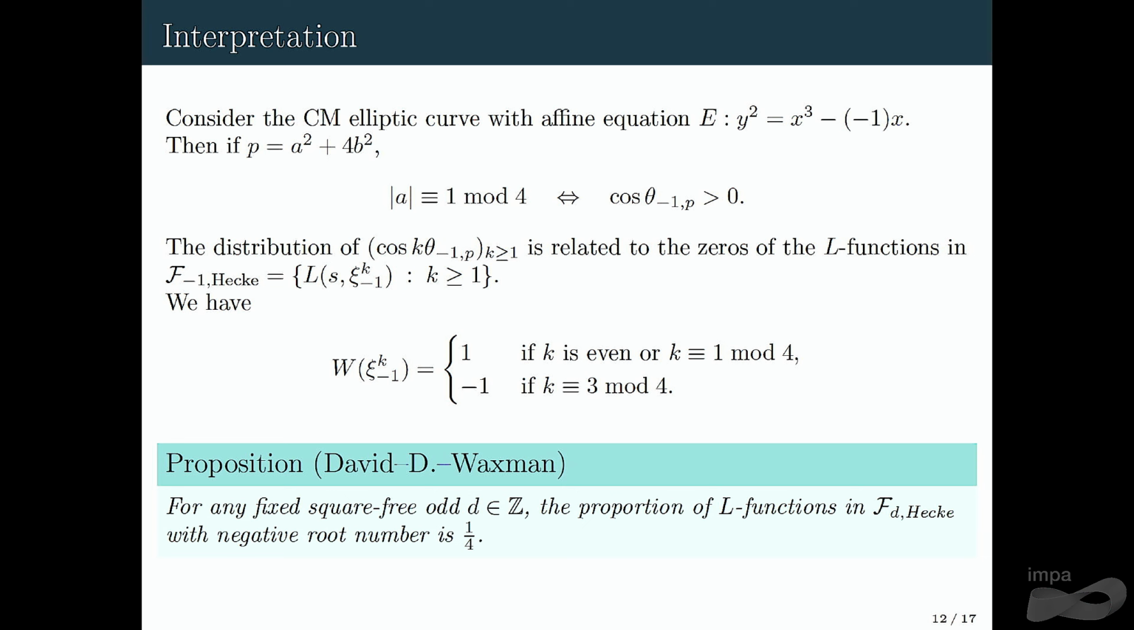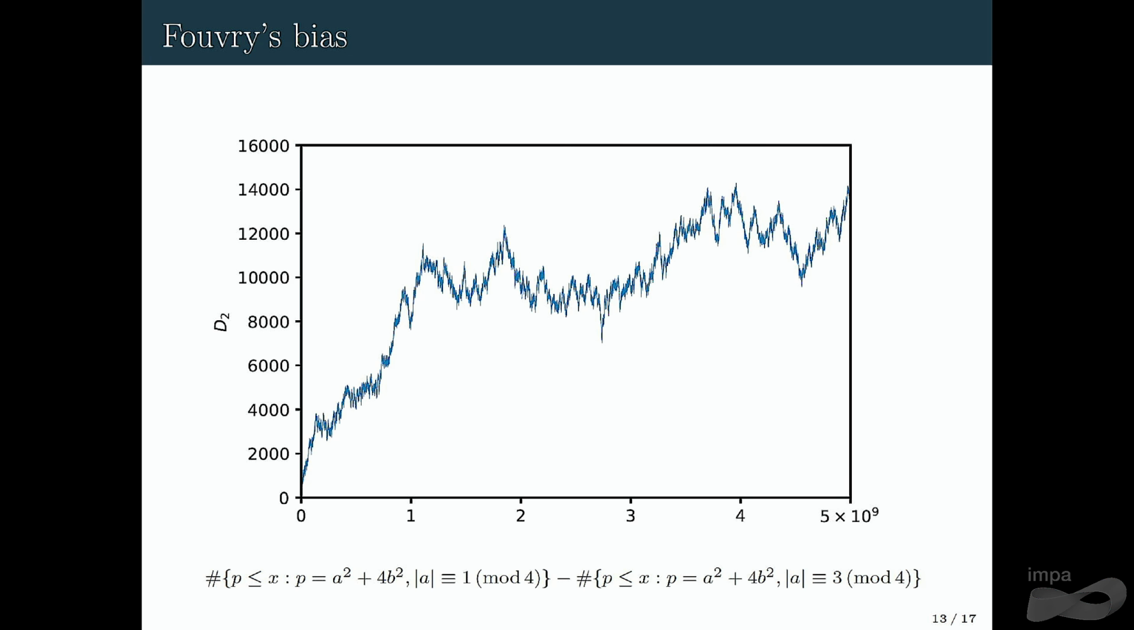And okay, so then I'm just going to show you what this implies. Because of this result, I was able to heuristically explain why this graph is always positive. So this is my Chebyshev race, which I call Fourier's bias because it was a question of Fourier, where I count how many primes lower than x have the A that is 1 modulo 4 or have the A that is 3 modulo 4. Yes?